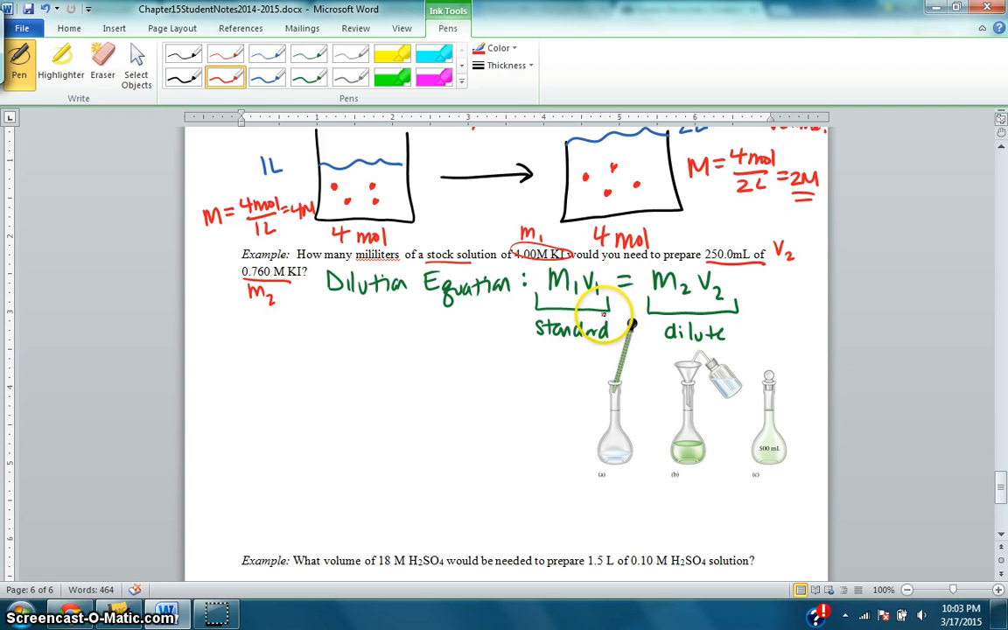So I can go ahead and put those numbers into my dilution equation. So my M1 is 4.00 molar. I'm solving for my V1. My M2 is 0.760 molar. And the nice thing about this one is you don't have to change this dilution equation to liters. You can keep it in milliliters. That just means that the answer you solve for would then be in milliliters as well. So now I'm just going to do algebra. Since my variable is on this side, I'm going to multiply my 0.760 times 250.